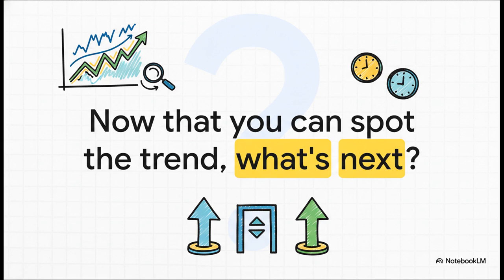So adding that second line, it's a really simple tweak that adds a super powerful layer of confirmation to your trading. And now that you can spot the trend with a lot more confidence, the big question is, what's next? What do you actually do with this info? How do you find that perfect moment to get in and, just as important, to get out? Well, that, my friends, is the next piece of the puzzle.